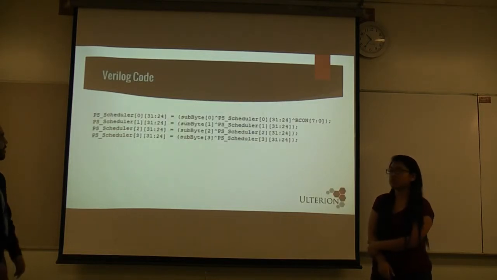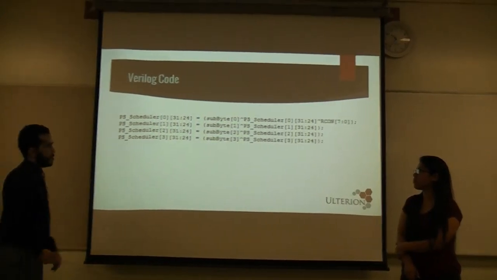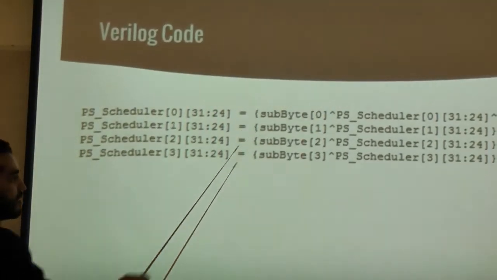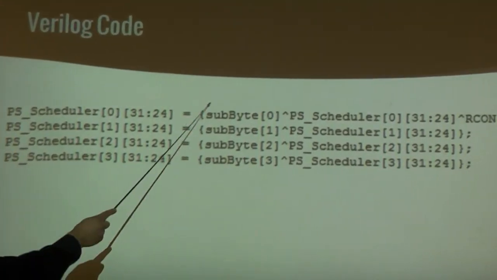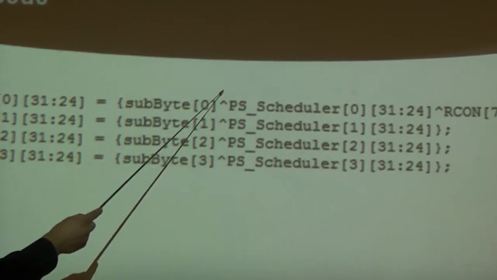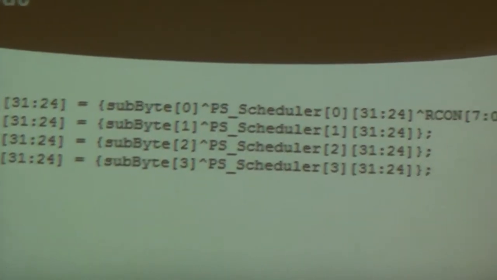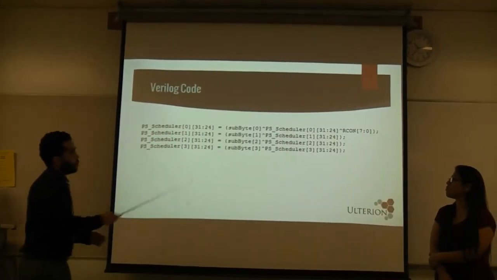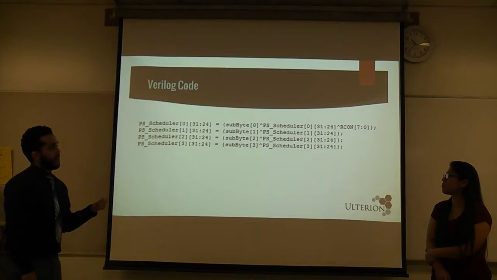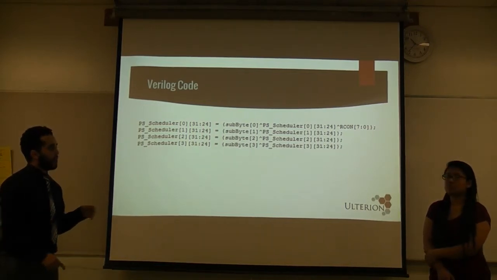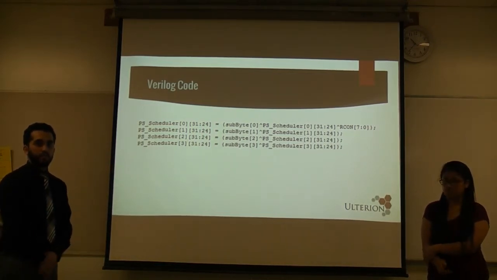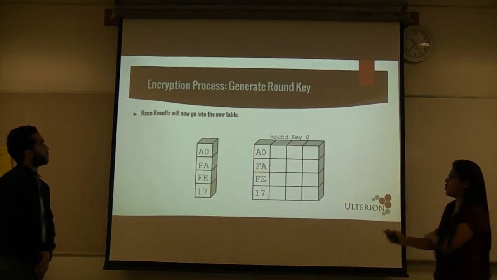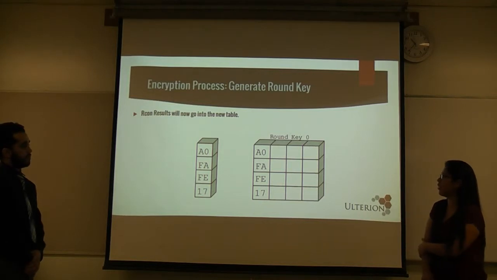Now in the Verilog code, we have the PS scheduler, which is the current state of the key that we're working with. And we're going to do the subbytes. This is actually the column that we generated in the previous step. Now we have this new column, which is the current one all the way on the left. Right here is 3124. The first one is the only one that actually gets XORed with the RCON value, because the rest of them have zeros. So now the RCON results are going to go into the new round key table that we're going to generate.